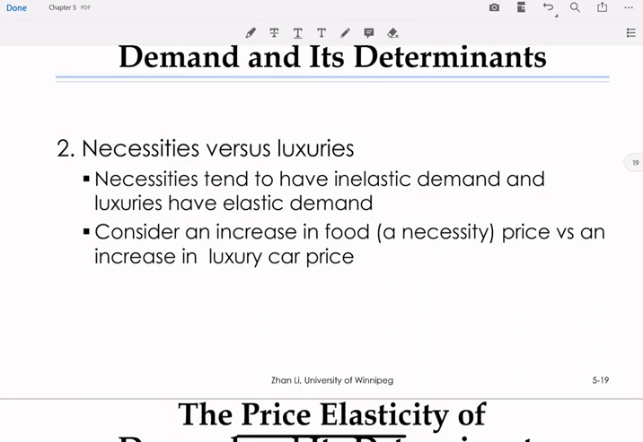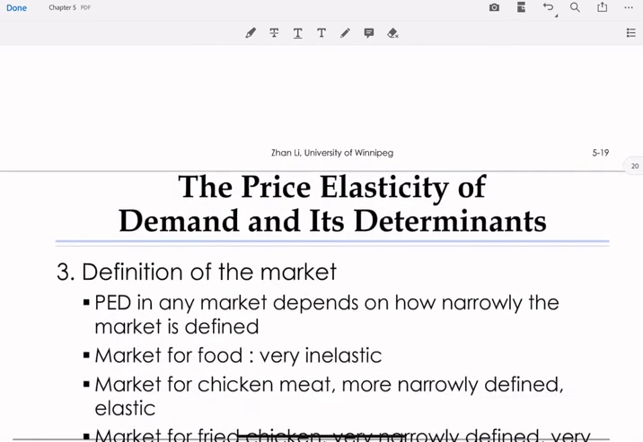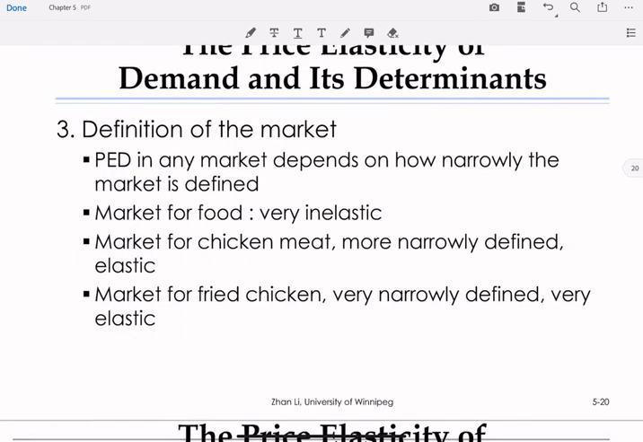Now think about some luxury items, right? Think about a fancy meal at a high-end restaurant. You can imagine that if the price increases a lot, maybe you just won't go there anymore. So in this case, the demand for fancy meals is very elastic. Okay, let's talk about the third factor. The third factor is about the definition of the market.